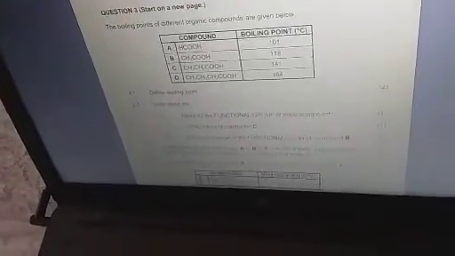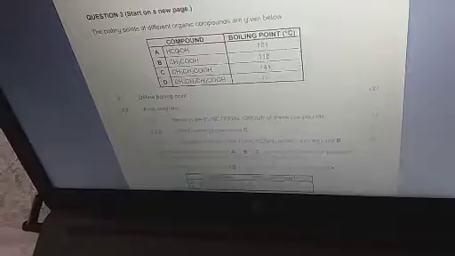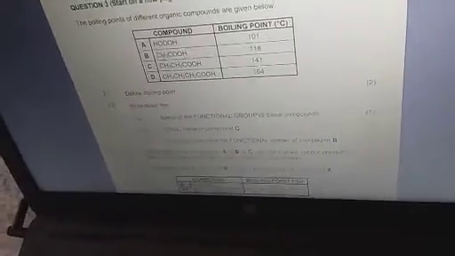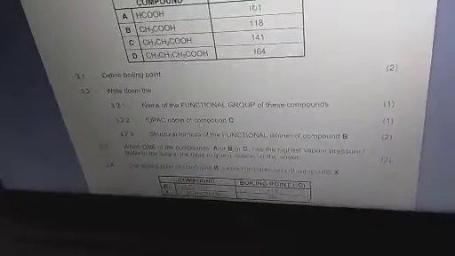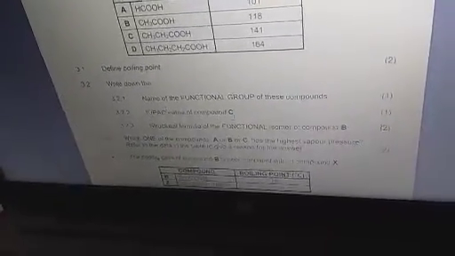What is this? It's the carboxyl group. So it's the carboxyl group, this one. What is this? Hence it's 1 mark. It's the carboxyl group. Okay. Name compound C.